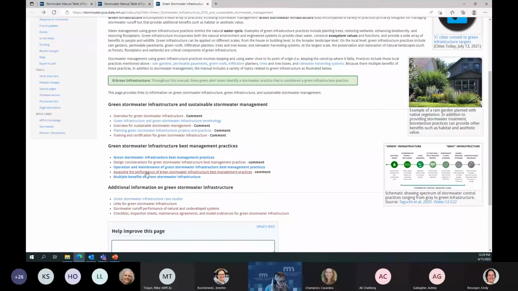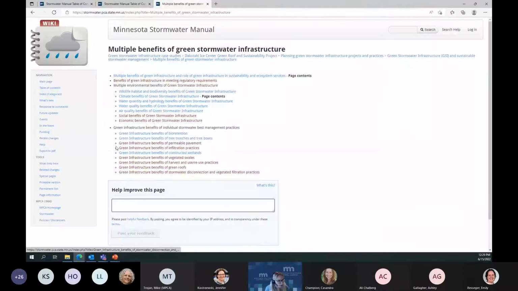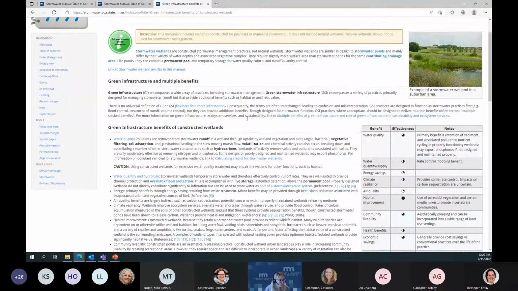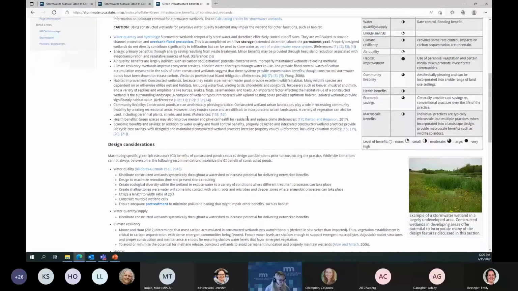And then the last part, so with green infrastructure, not only are there benefits to stormwater management, but we also want to highlight the multiple benefits that come with green infrastructure practices. So right now we're also in the stage of developing what those will look like. I think this one, the constructed wetlands, is the most complete one, but this is a general setup of what the other practices will look like to highlight the other benefits that are associated with installing these practices besides just stormwater management.